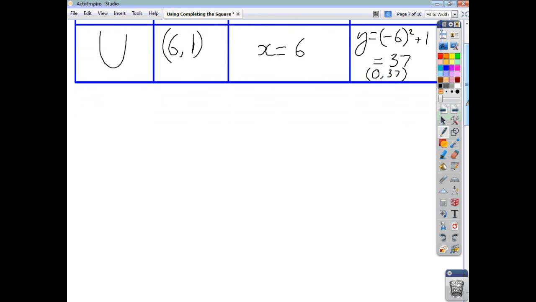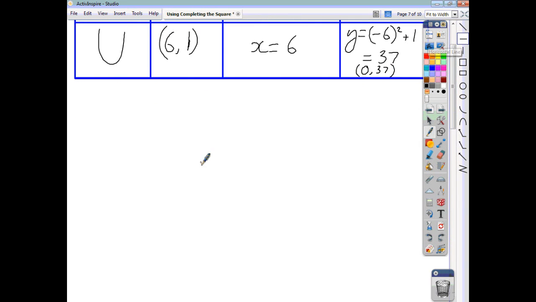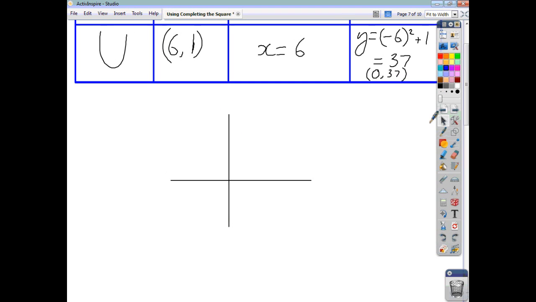So let's throw all of that onto our set of axes. Our turning point, first of all, is 6, 1. So we'll mark that there.